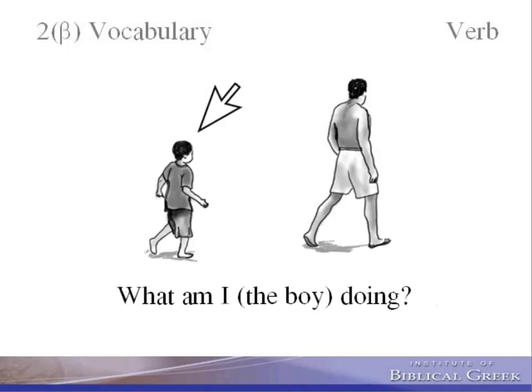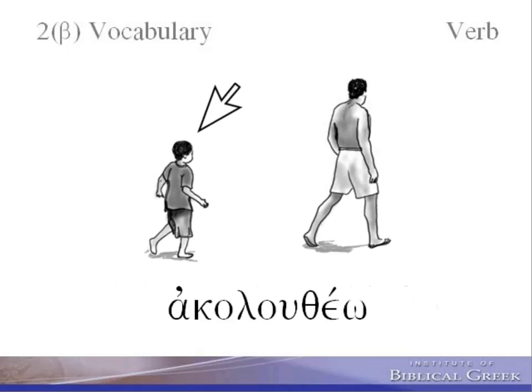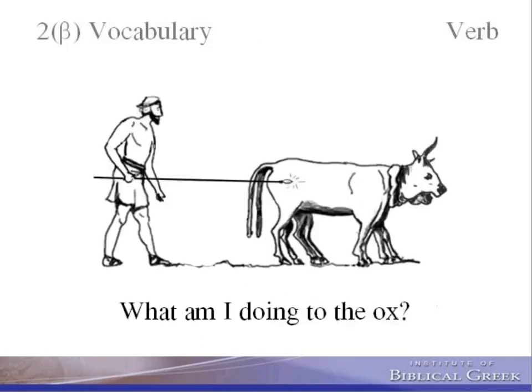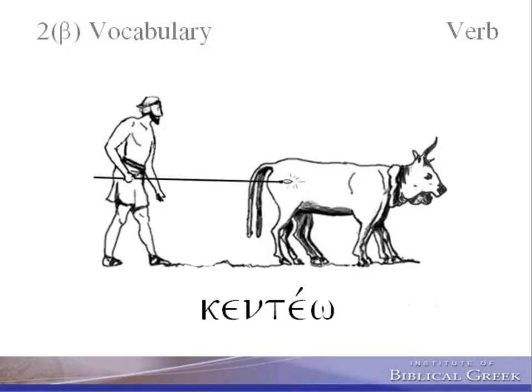What am I, the boy, here I am the boy, doing? Akaluthao. Yes, there is vadizo, but here there's two people and one is following the other. So akaluthao. Oh, what am I doing to the ox? Kindao. Now, both akaluthao and kindao have that epsilon right before the ending. That will contract, as we saw with eukeo and poneo. And so I work, poni, I dwell, yuki, I goad here, kindo, with the accent on the end.